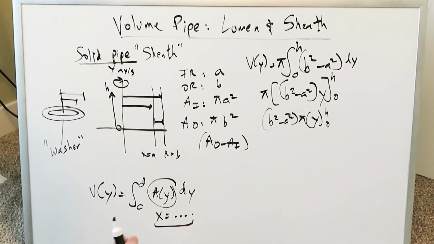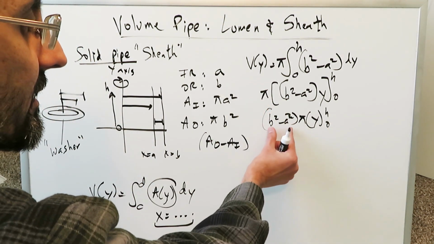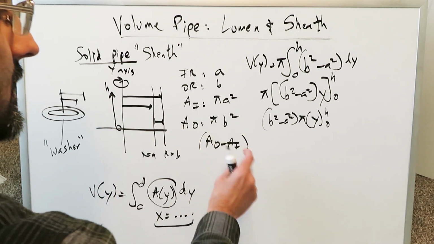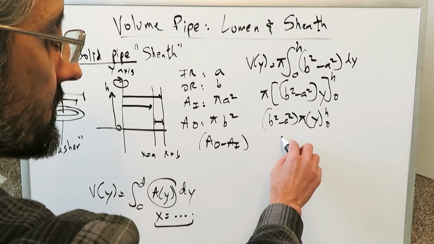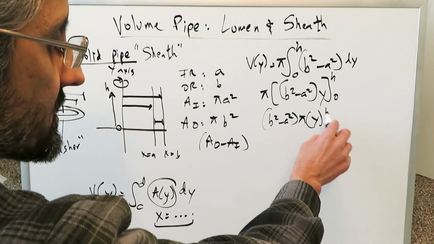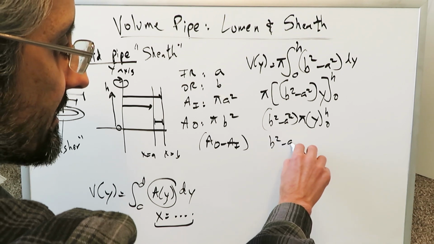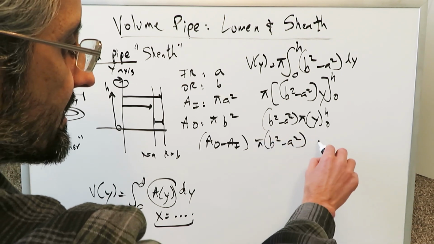I wouldn't use the word constant, it's a coefficient, because these are variables which can change based on how thick you want to make your pipe. Anyhow, when you do this, what do you end up getting? You get h and 0. H comes in, 0 is meaningless. You get pi times b squared minus a squared, and then you have an h.